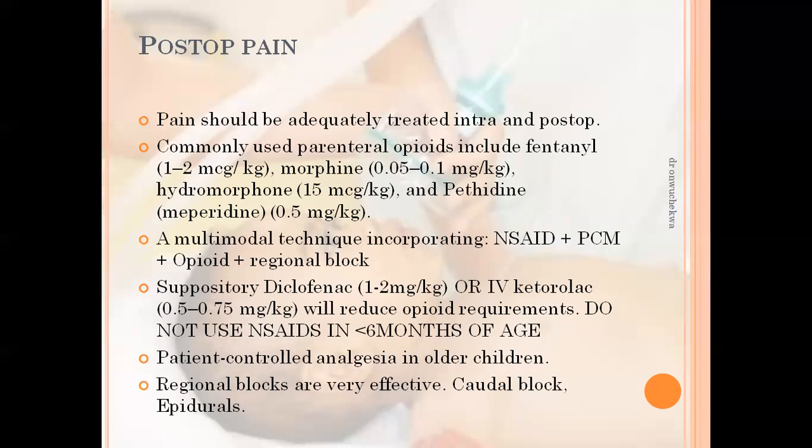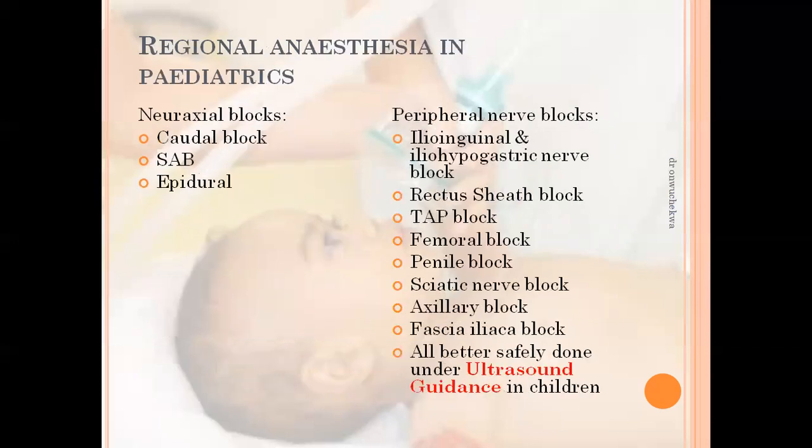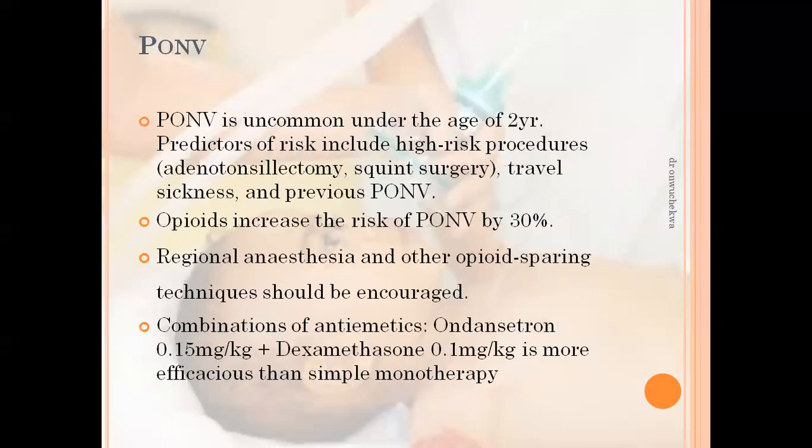So patient-controlled analgesia can also be instituted in older children, and regional blocks are very effective. Examples are the caudal block and the epidural. The table here shows regional anesthesia in pediatrics, related to neuraxial block and peripheral nerve block. And of course, the use of ultrasound has been on the increase and is wholly recommended for these procedures.